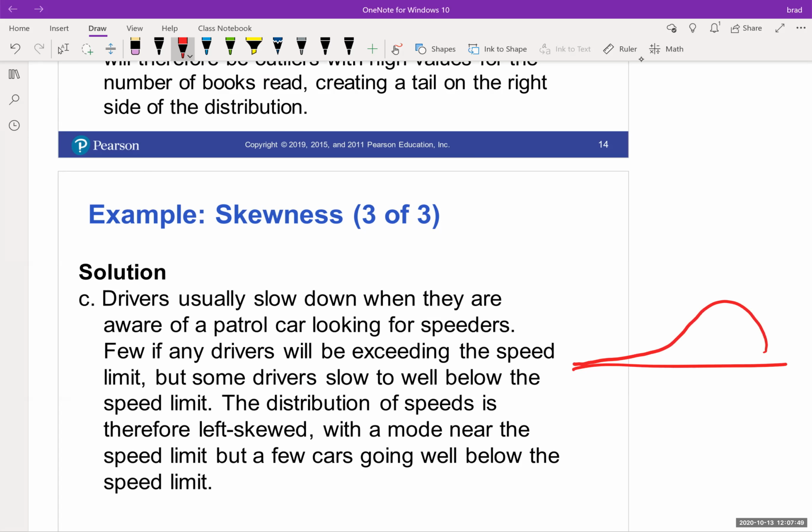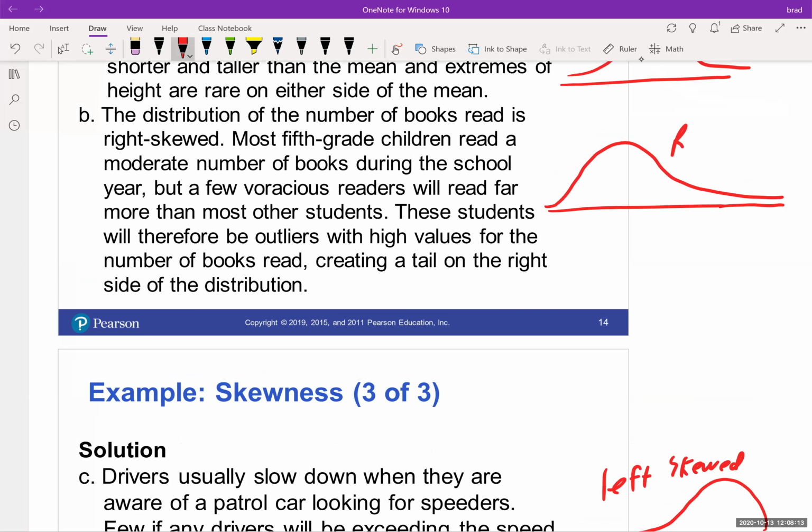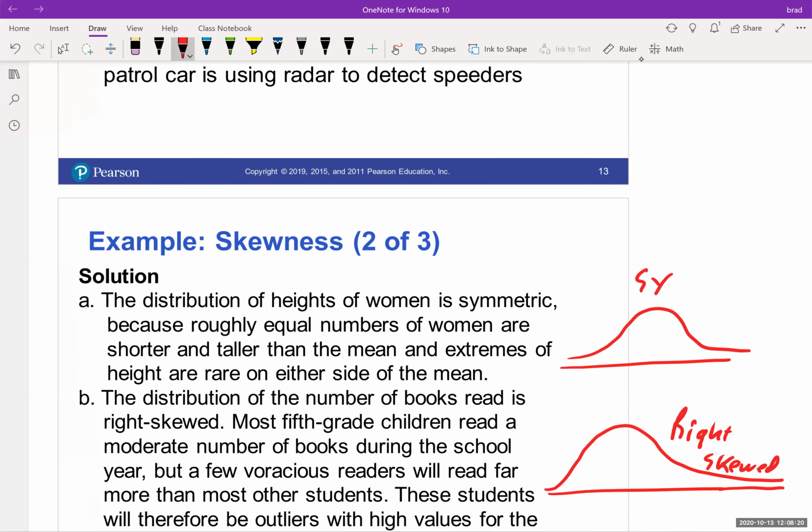Okay, so drivers usually slow down when they are aware of a patrol car looking for speeders. Few, if any, drivers will be exceeding the speed limit, but some drivers will slow to well below the speed limit. And you guys have seen this a lot. People slam on their brakes and go under the speed limit because they don't want to get pulled over. The distribution of speeds is therefore left skewed. So this is left skewed. This is right skewed. And this is symmetric. Okay.